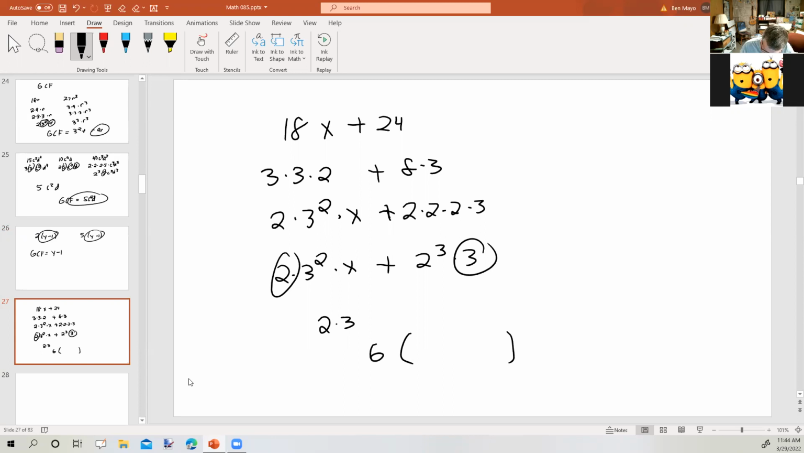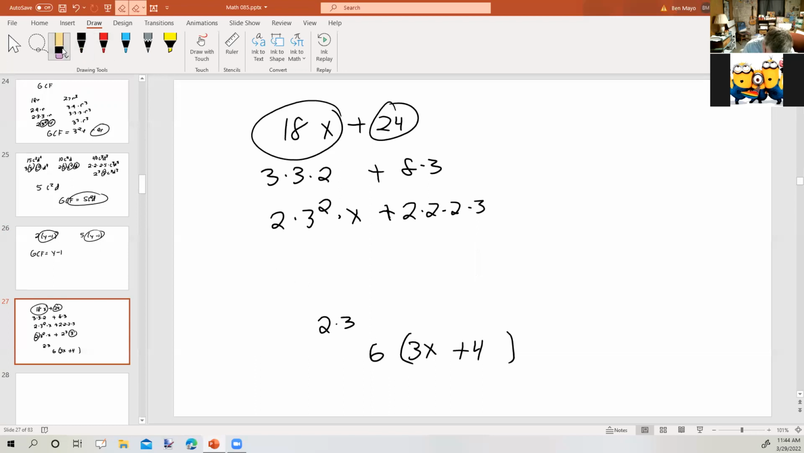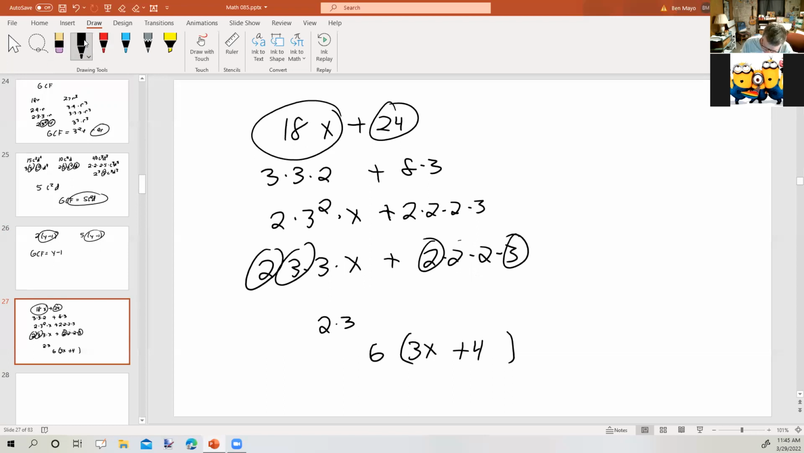So if I take a 6 out of this, what do I have left? 3x. If I take a 6 out of that, what do I have left? Plus 4. And let's look at this a slightly different way. Maybe it'll be more useful. If we write it like this, we see that they have a 2 in common and a 3 in common. So that's where we get the 6. But what's left over? 3x plus 4. Okay.